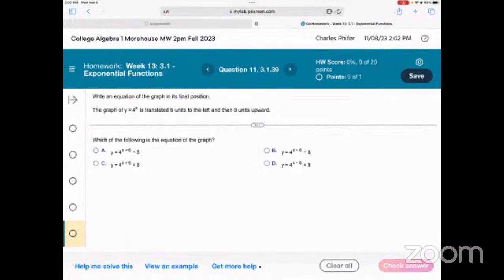It says the graph of this is translated 6 units left and 8 units up, right? So we have an exponential function. If we're going to go left, that means our manipulation needs to be on the inside of our base function. So that means we need to do what? Plus 6 on the inside. So it has to be either A or C, and then 8 units up, so it has to be C.